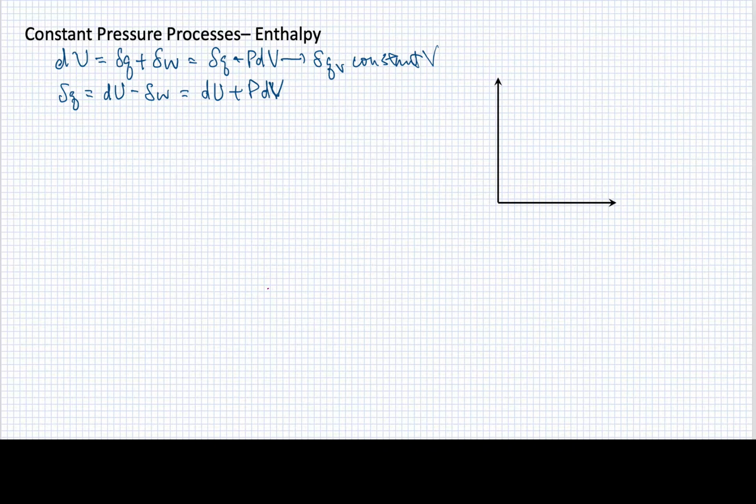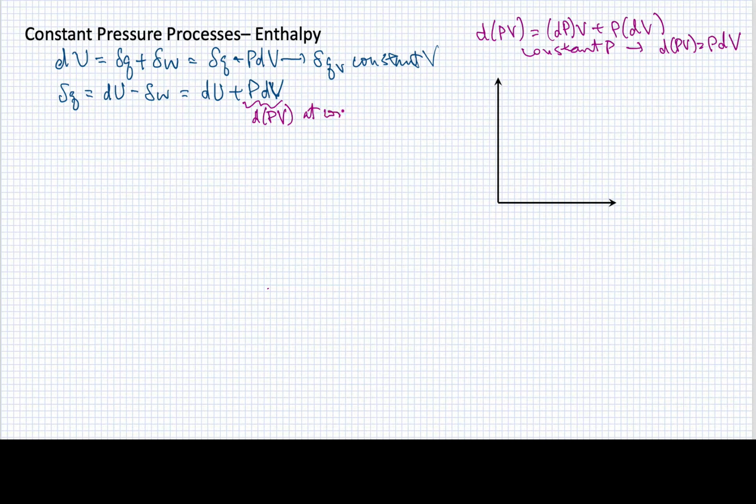Now, in order to get more of a handle on this, I want to manipulate this P dV. I'm going to go over here to the side to write this out, but I'll note that if we ever were to take a differential of a product of two variables, it would be equal to the differential of the first variable times the second plus the first variable times the differential of the second. All right, but if we have constant pressure now, this means that this d of the product PV is just equal to P dV. So in other words, this thing here would just be the product of PV at constant pressure.